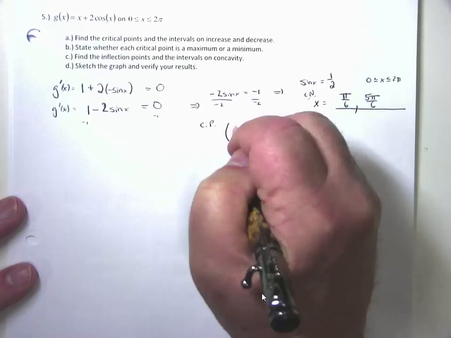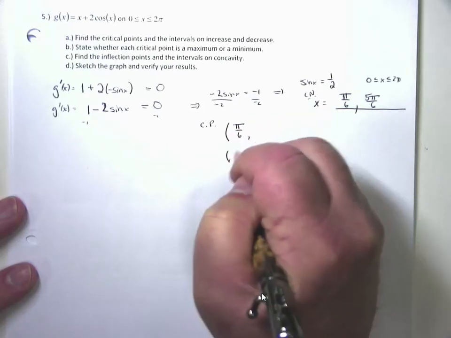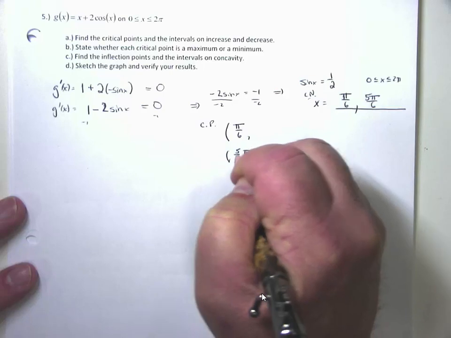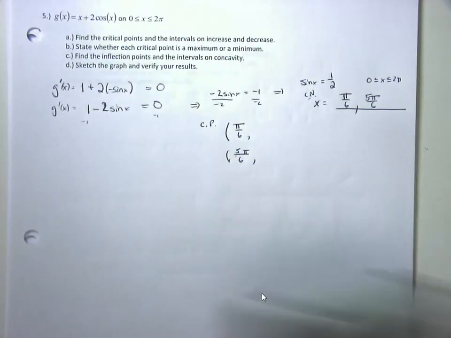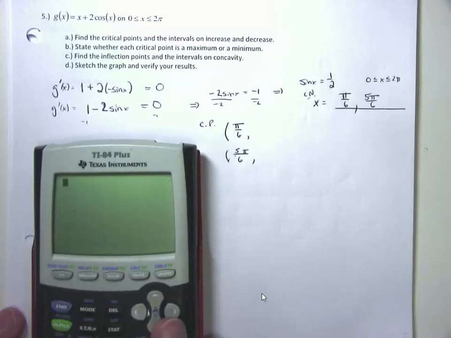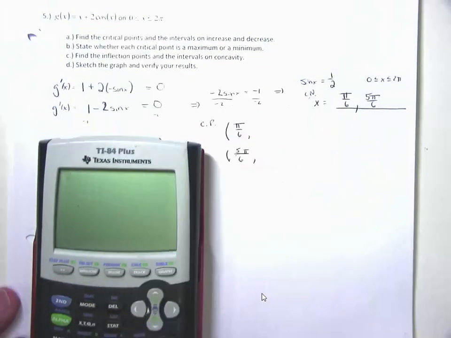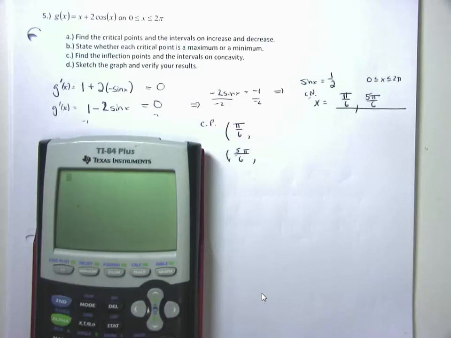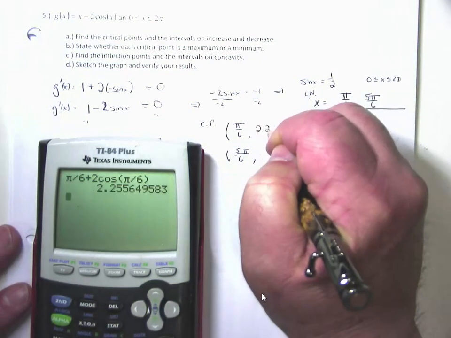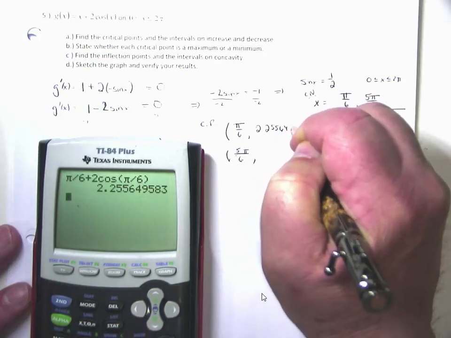Well, the x-coordinates are pi over 6 and 5 pi over 6. Because these are nasty looking numbers, you have to plug them back into the original function. The cosine of pi over 6 is square root of 3 over 2, 0.8660, and they're going to be crappy decimals. Since I'm going to graph this, I'll use decimals. So x is pi over 6, plus 2 cosine of pi over 6, which is square root of 3 over 2. And you end up getting 2.255649583.